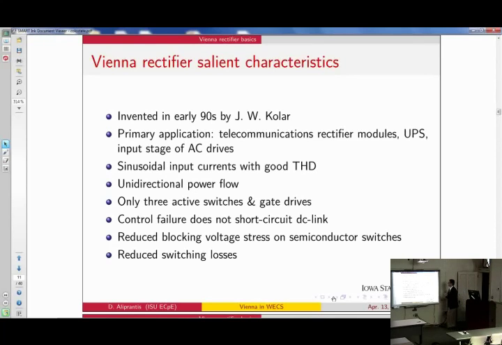So the primary application of this invention at that time was to rectify AC voltage to be used in telecommunications applications or UPS. The reason is it turns out you can make this a really compact topology, so you can have higher power density than with a traditional, let's say, six-switch inverter. And you can also get sinusoidal input currents with very good THD.